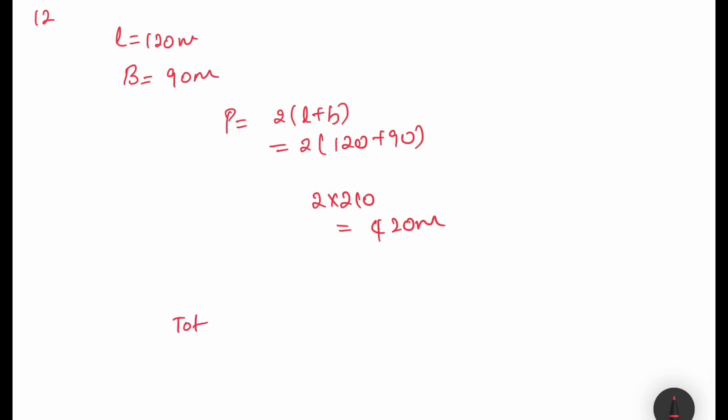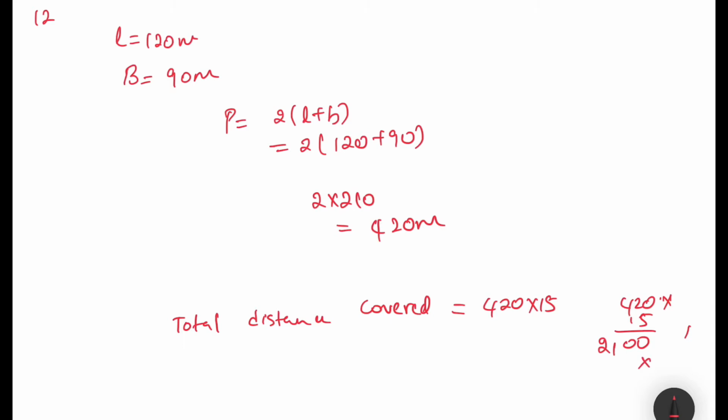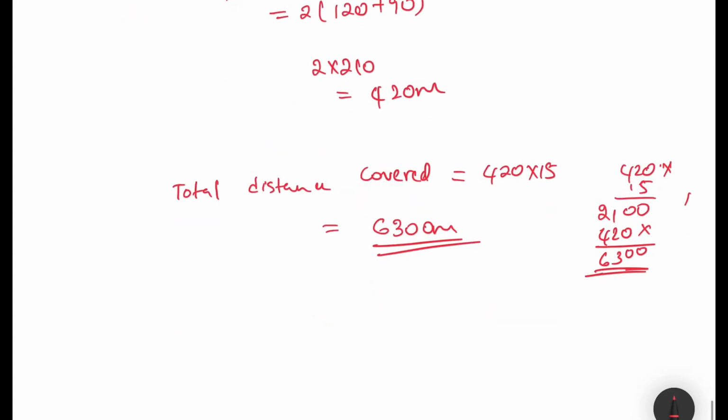Now 15 complete rounds means we need to know how much distance is traveled. So 420 into 15 you need to find. Distance covered is equal to 420 into 15. Solving it, what do you get? 6,300 meters. Coming to question number 13.